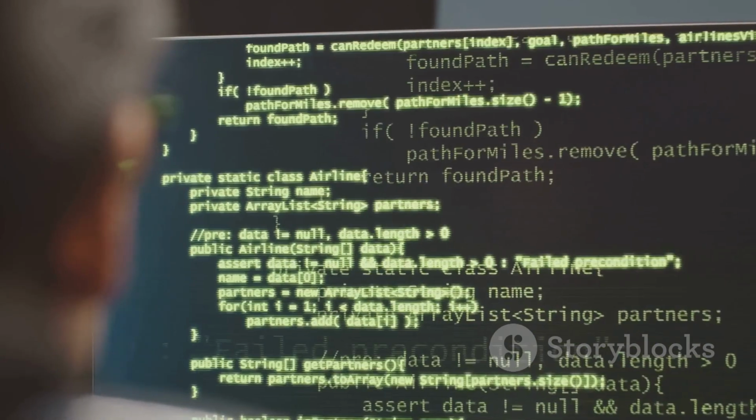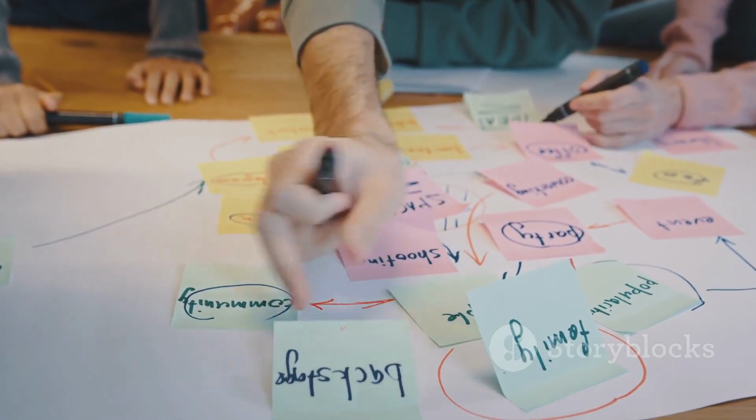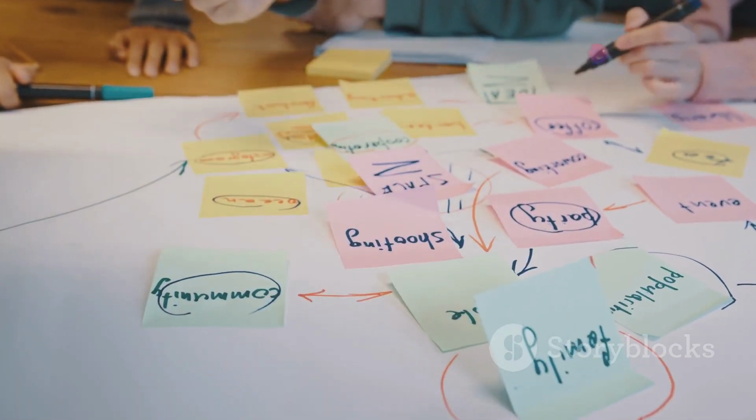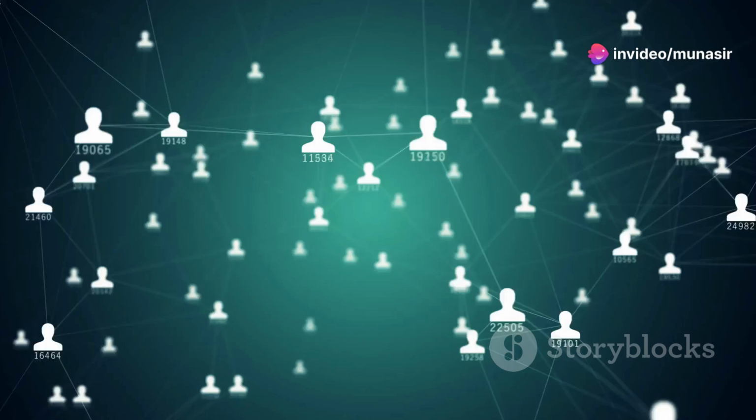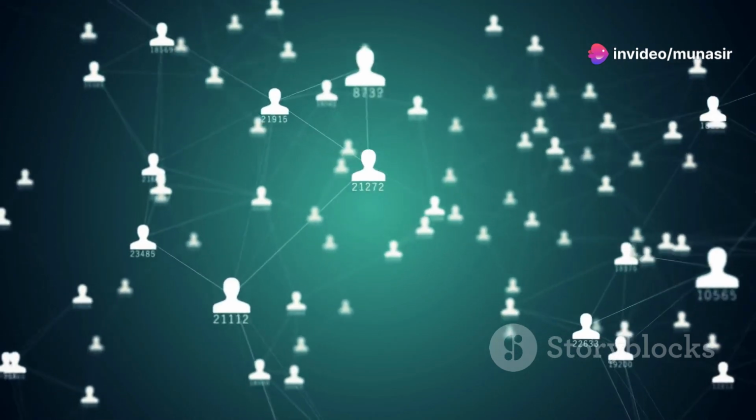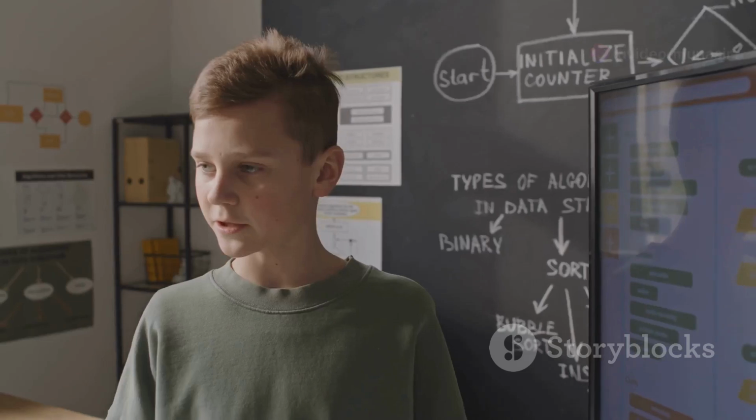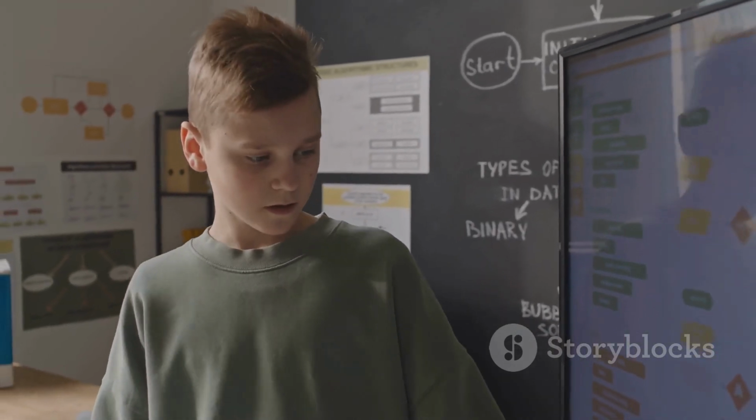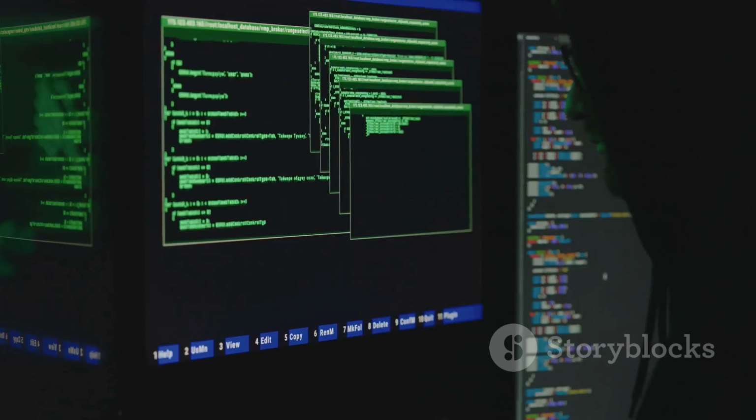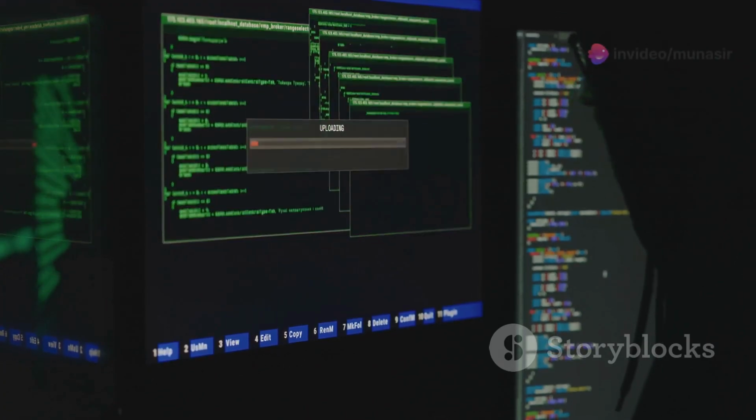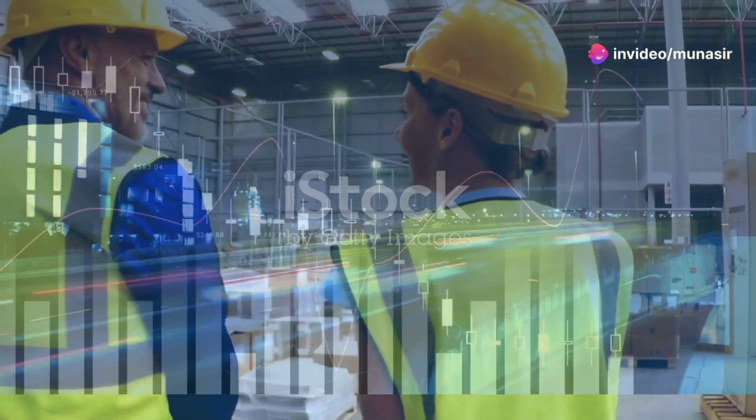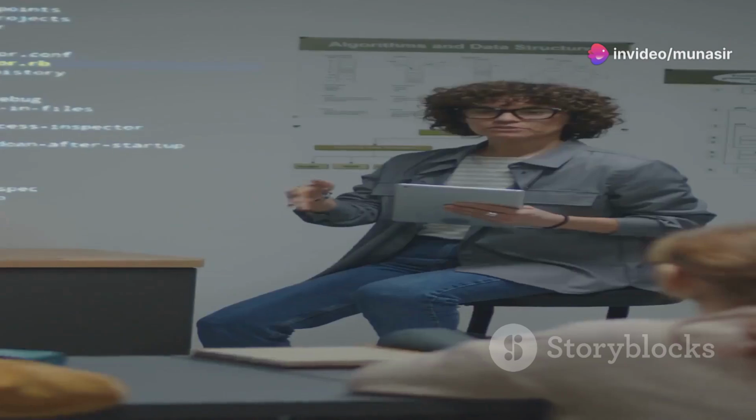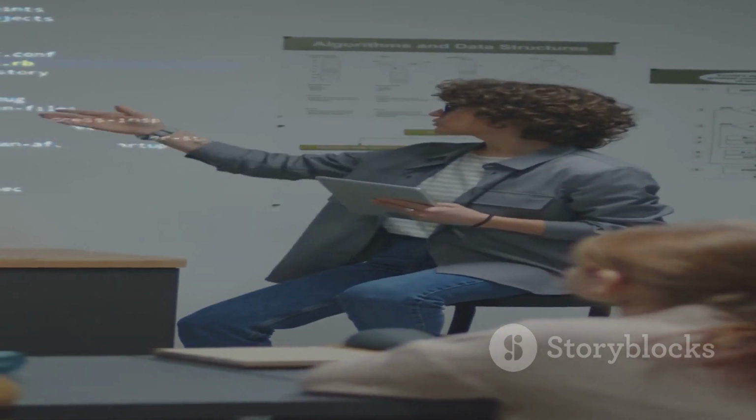Why is this important? Because it lets us solve all sorts of interesting problems. Imagine you want to find the shortest path between two cities on a map, or maybe you need to find all the friends of a friend on social media. Graph traversal algorithms like breadth-first search, or BFS, and depth-first search, or DFS, come to the rescue. These algorithms provide a structured way to explore graphs and extract meaningful information. Let's dive in and learn more about these powerful techniques.